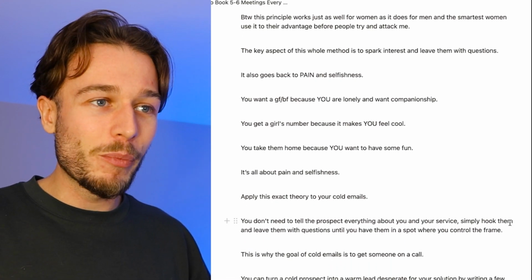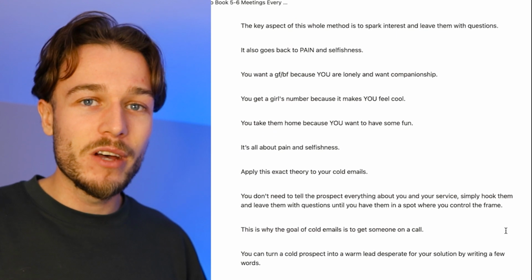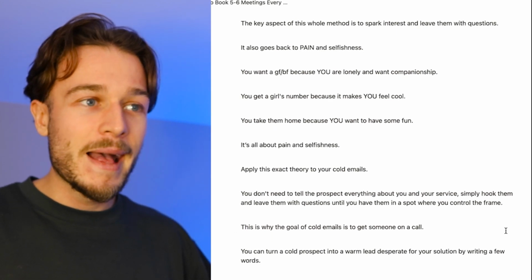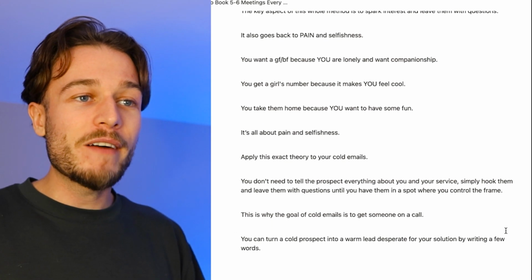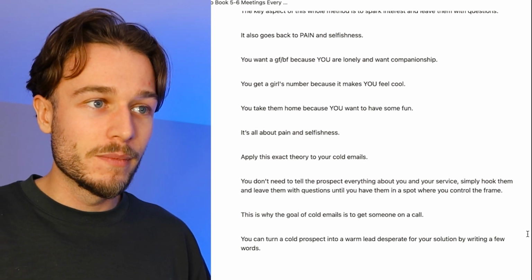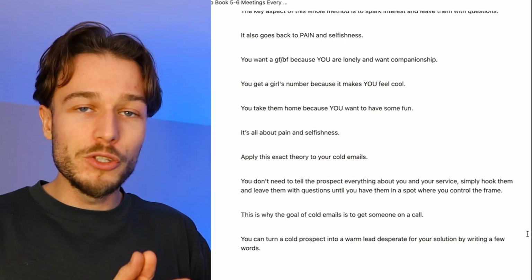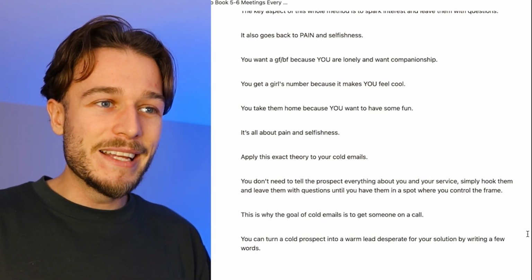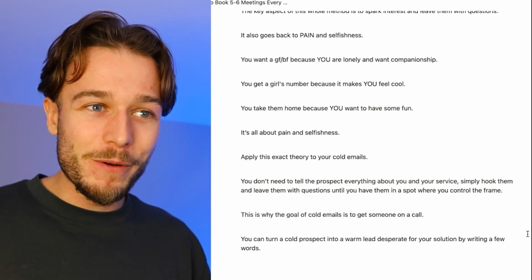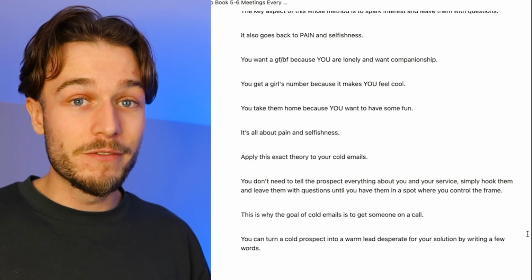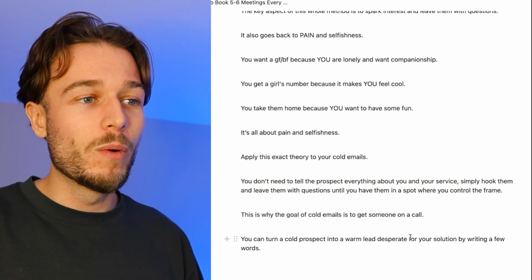You do not need to tell the prospect everything about you and your service. Simply hook them and leave them with questions until you have them in the spot where you control the frame. Okay? This is why the goal of cold emails is to get someone on the call. You can turn a cold prospect into a warm lead desperate for your solution by just writing a few words. And this is a really, really important point.